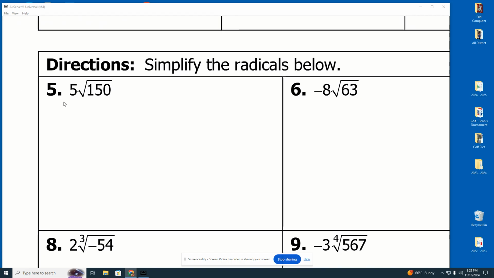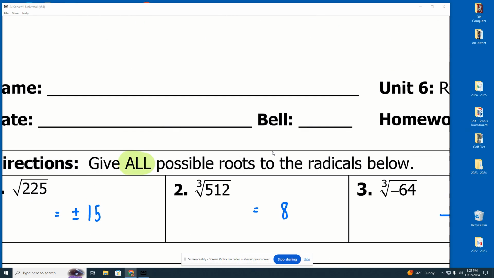See, look, if I go back to my notes, 150 is not in my list of perfect squares. Now, how do I know I'm looking at perfect squares? Remember, if there's nothing here in that root spot, it's understood to be square root. So we're looking at perfect squares. So when I want to break down 150, I'm trying to find the biggest perfect square that goes into 150. So remember, we divided by 2, 75.